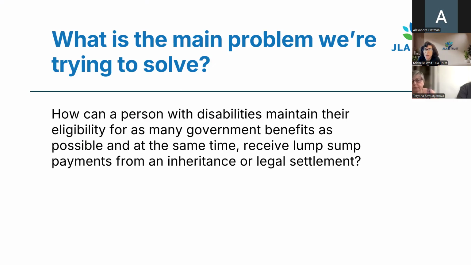So we are trying to solve the problem of how someone with disabilities who really needs government benefits can keep as many of those benefits as possible and also be able to get money from a family inheritance or from a legal settlement. And so we will be discussing both first and third party special needs trusts. And don't worry if you don't know what they are yet, we'll get into that. But our focus is mostly going to be on third party trusts.